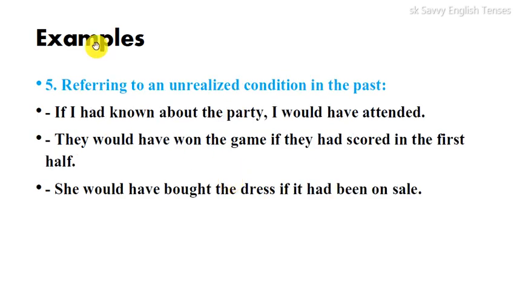Number five is referring to an unrealized condition in the past. For example, if I had known about the party, I would have attended. They would have won the game if they had scored in the first half. She would have bought the dress if it had been on sale.